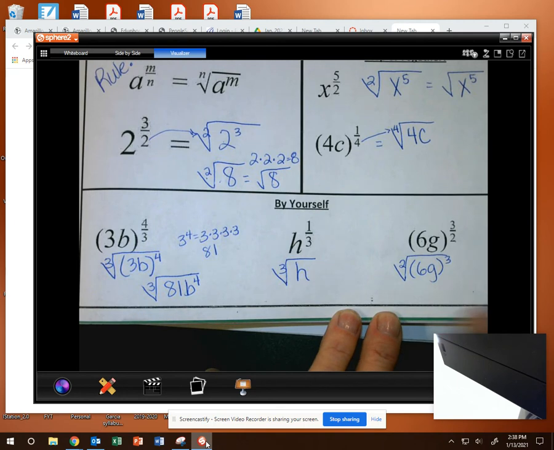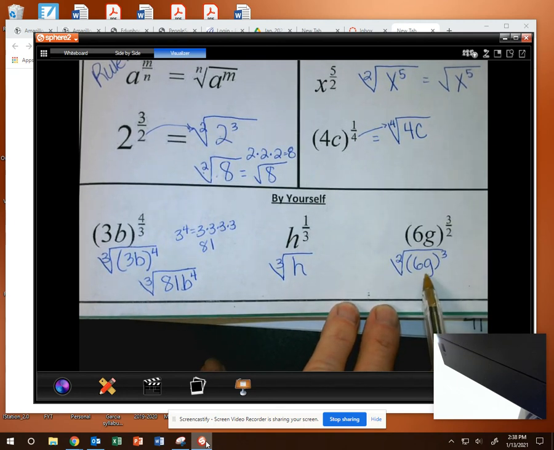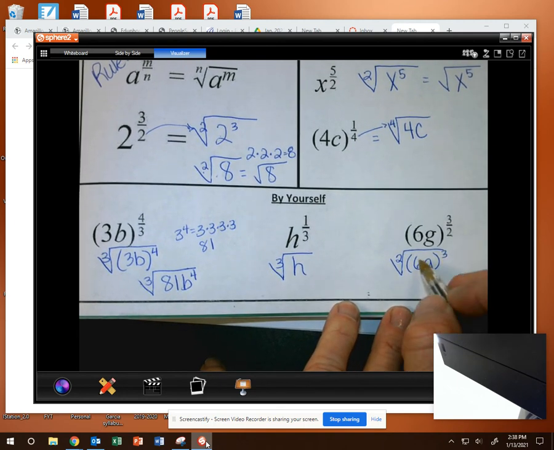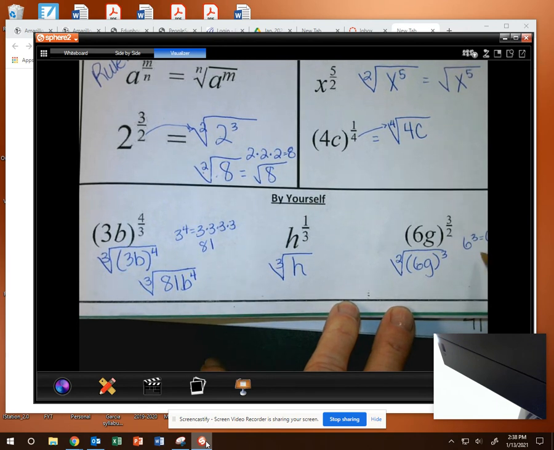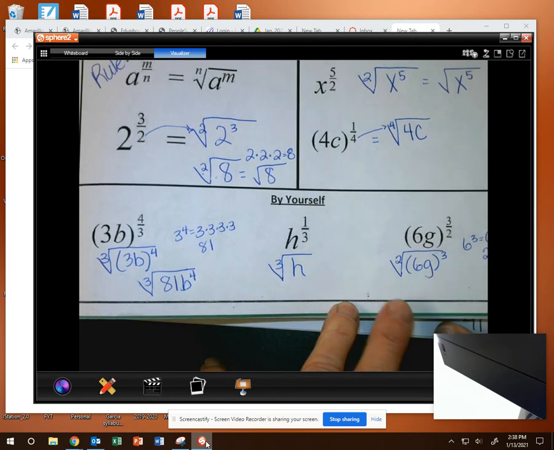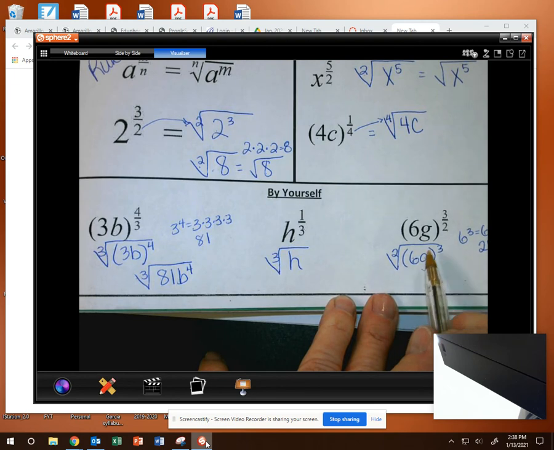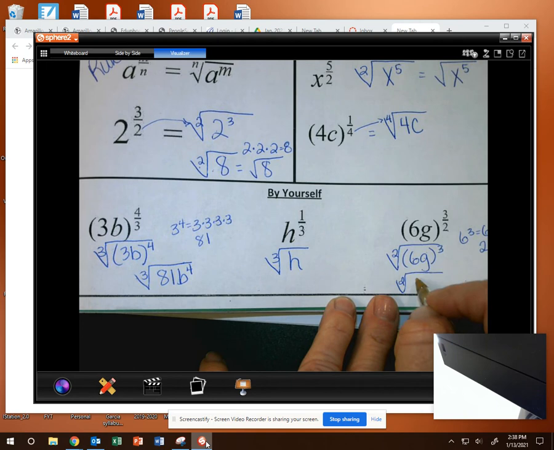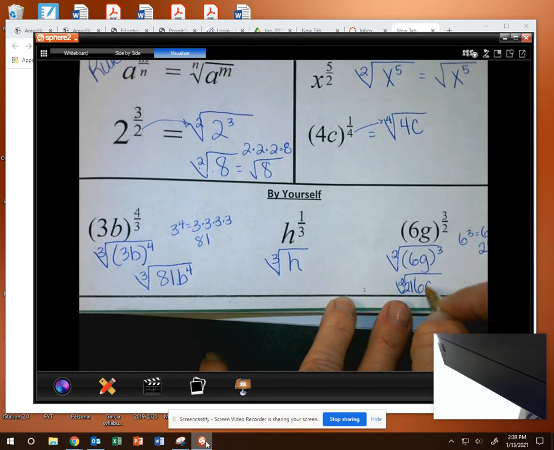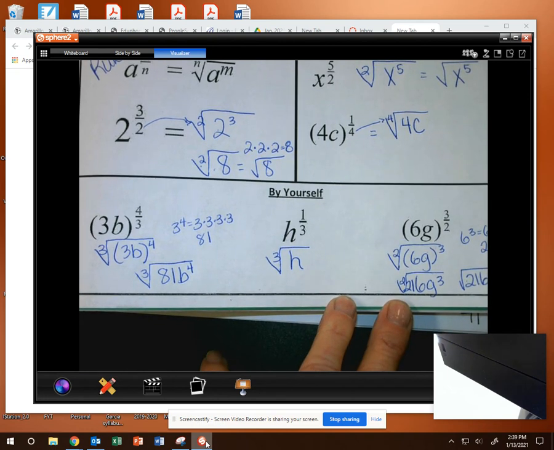Again, if your answer choices are like this, you leave it. If it wants you to simplify, then I'm going to take 6 and raise it to the 3rd power. 6 times 6 times 6 is equal to 216. And then g, 1 times 3 is 3. So the square root of 216 g cubed.